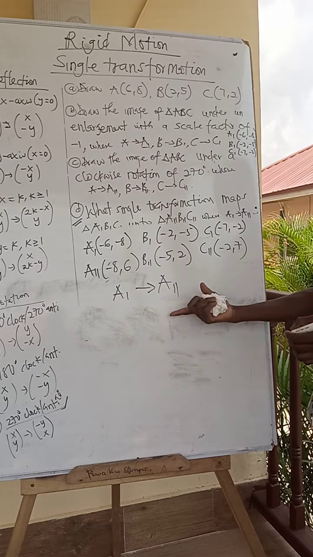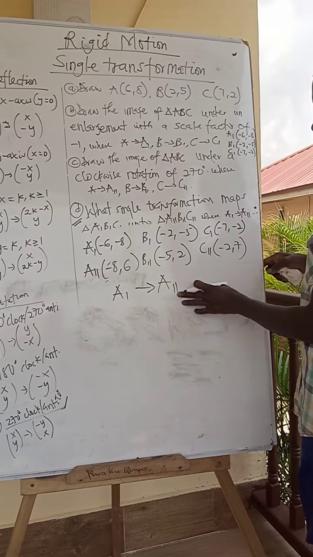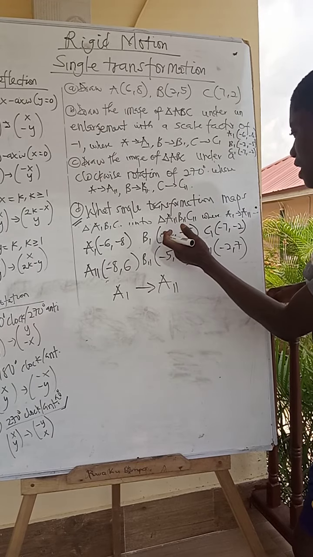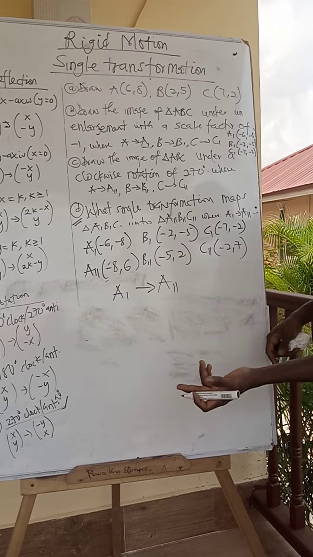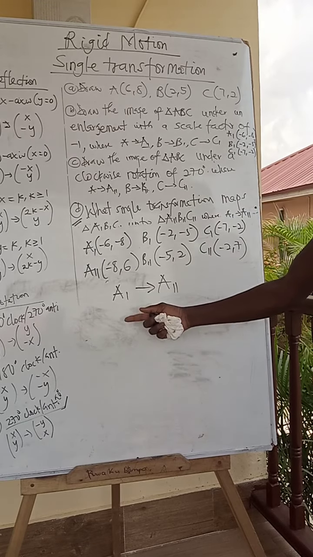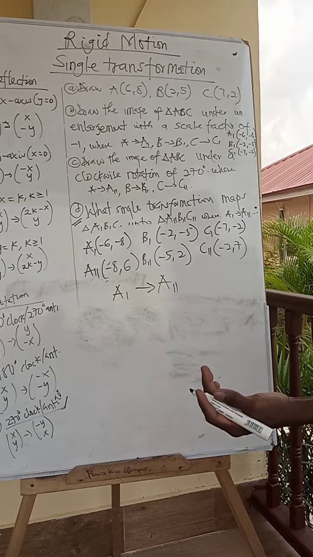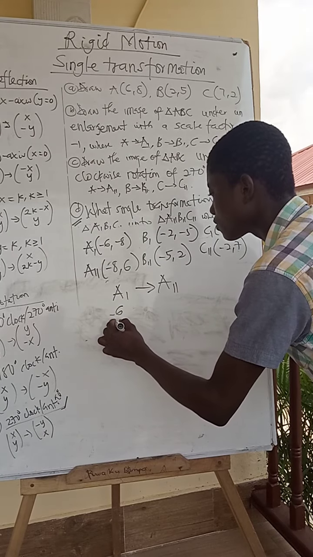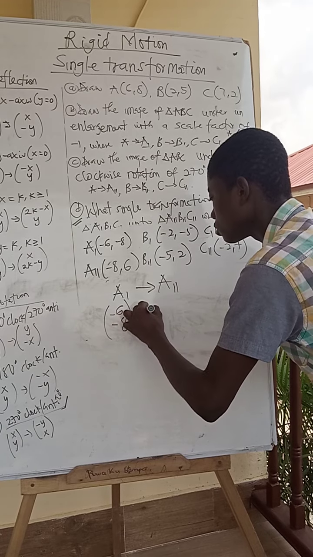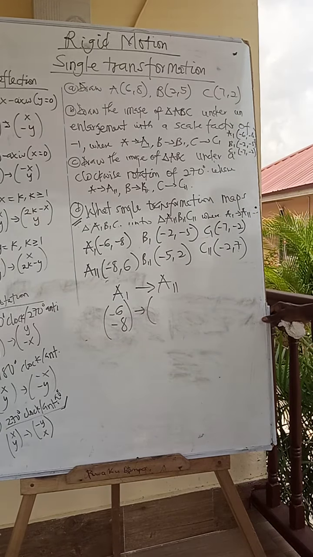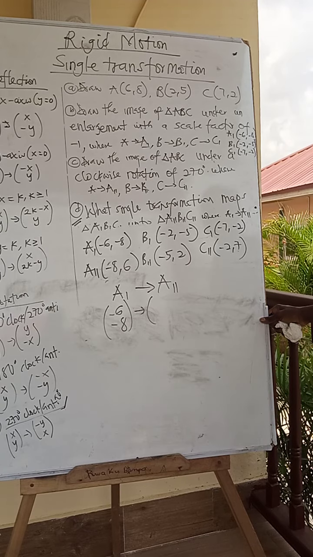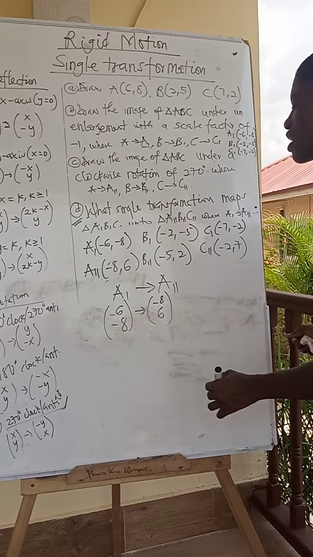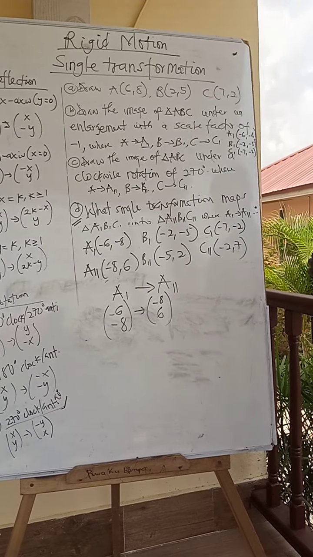If you are able to identify the mapping for this one, it's the same everywhere, because the negative is applying to the first one. So just take one: the single transformation that maps one onto the other. Here, A1 is negative 6, negative 8. A2 is negative 8, 6. Pay attention. If you don't pay attention, you won't understand this one.